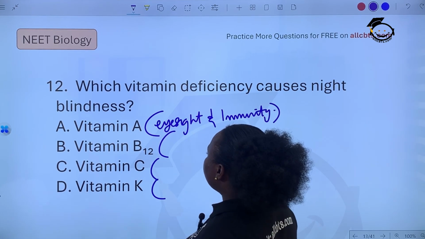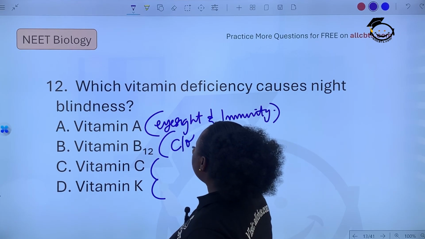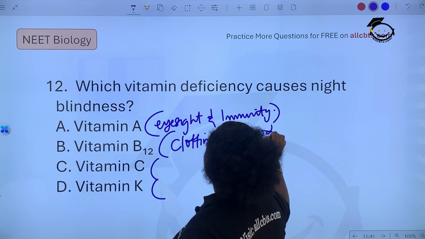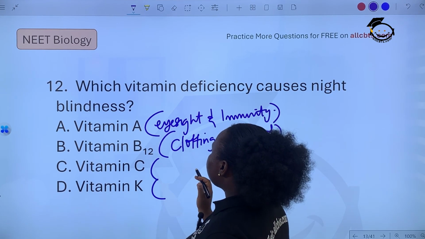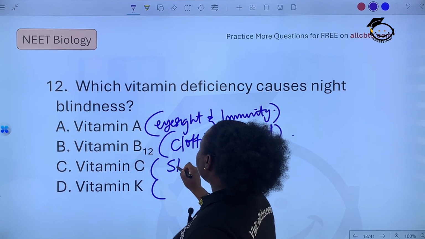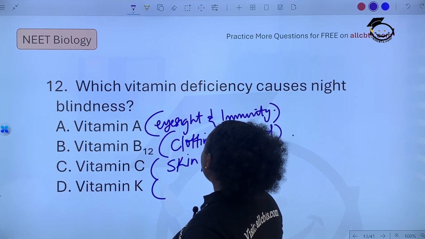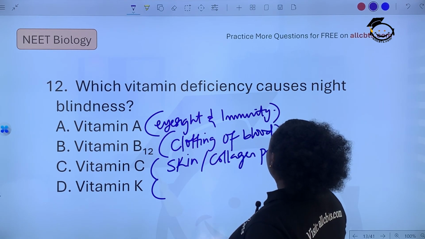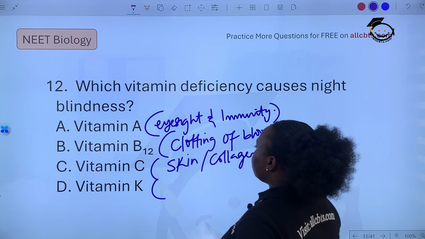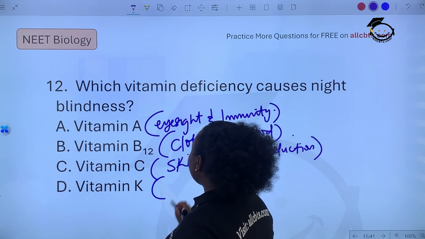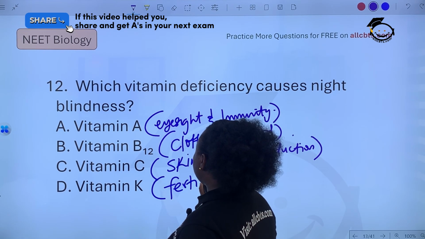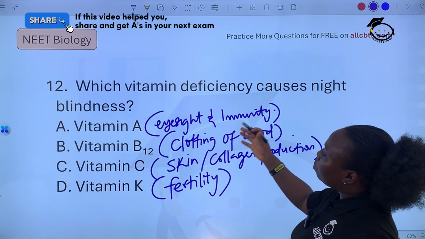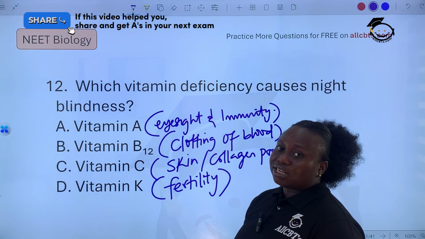Now vitamin B12 is used for the clotting of blood. Vitamin C, this is good for skin or collagen production. Now vitamin K, this one is good for fertility. So now, since we know the uses of these vitamins, we can now say their deficiency.